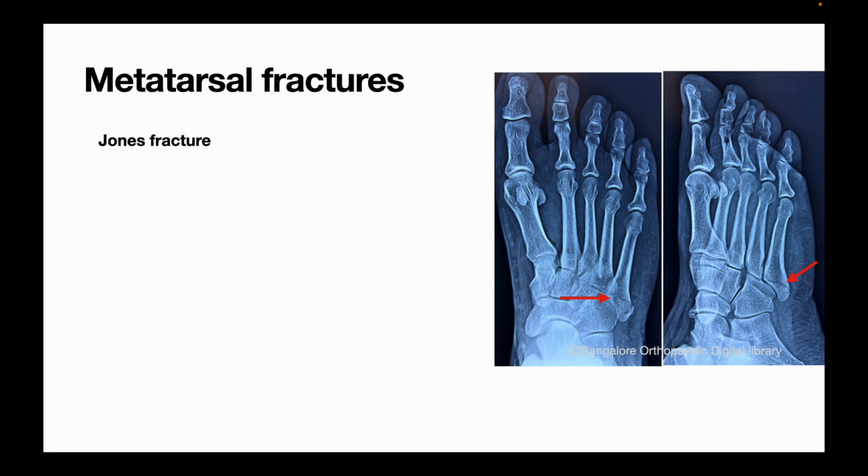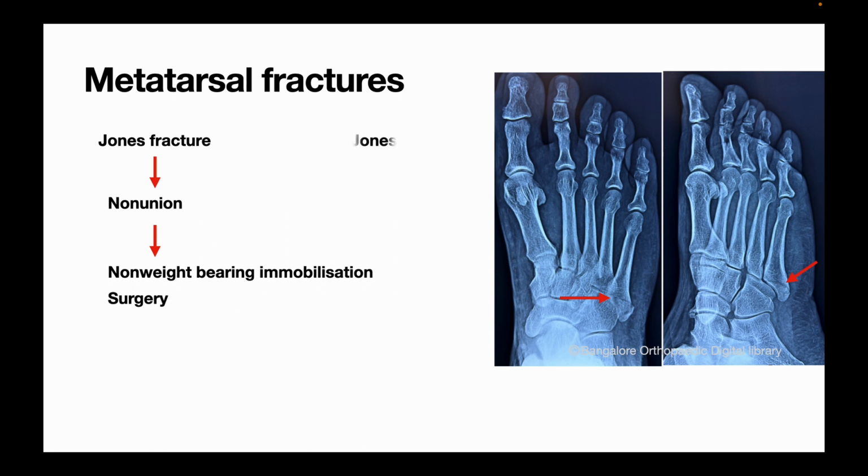Jones fractures are prone to non-union and are treated by strict non-weight bearing in a plaster slab or surgery. Most of the pseudo-Jones fractures heal well and are treated with rest and gentle mobilization.